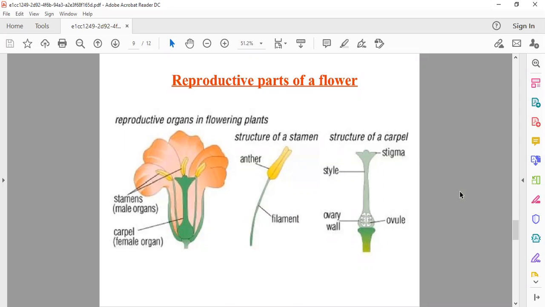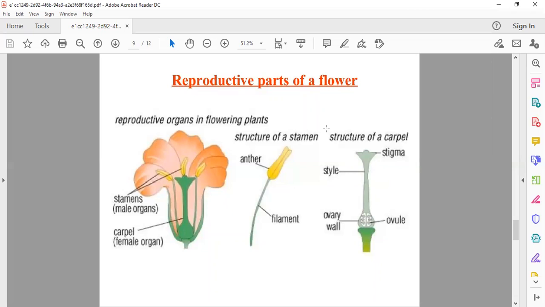We started the chapter with the definition of reproduction and the types of reproduction, that is asexual and sexual reproduction. Then we discussed the various ways of asexual reproduction like vegetative propagation, fragmentation, budding, spore formation, etc. After that, we continued with sexual reproduction. We were discussing sexual reproduction in plants. Let's revise the concept again.